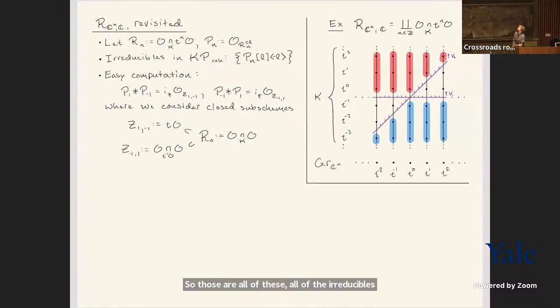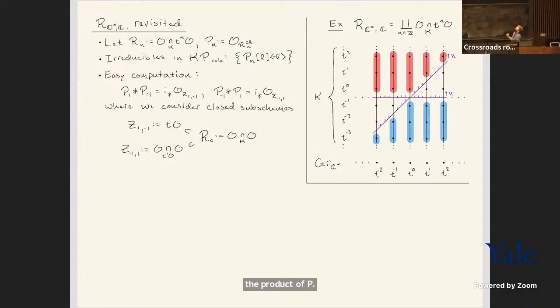And then, an easy computation, if I had told you the definition of the convolution product, which I didn't, would be that if you take the product of P1 and P minus 1 in the two possible orders, you get the two following answers. First of all, each of these is going to be supported on just the 0 component, the component over T to the 0.